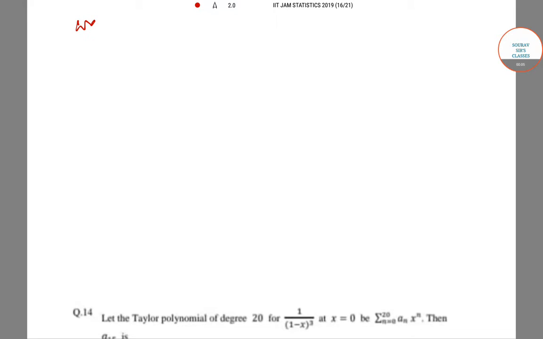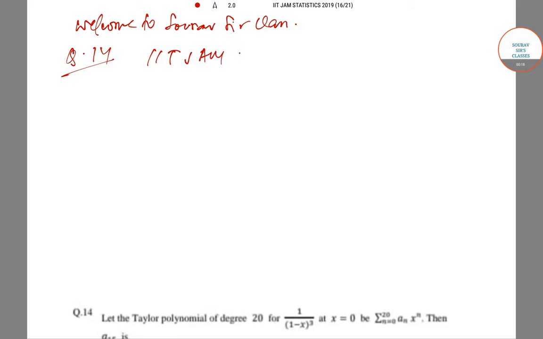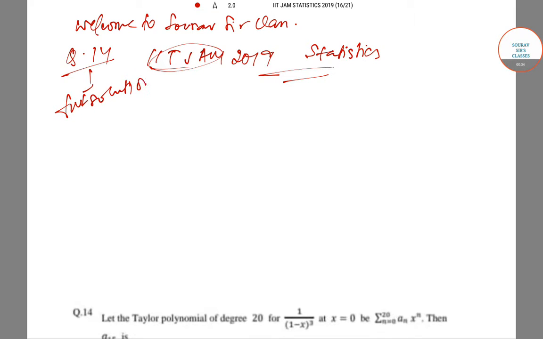In our today's video, we are going to discuss question number 14 of IIT JAM 2019. Yes, question number 14 of IIT JAM 2019 statistics paper. So this is an important video for all the IIT JAM aspirants, because in this video you are getting the full solution of question number 14. You will not get it anywhere else; you will get the complete solution of IIT JAM 2019 paper question number 14 here at Saurabh Sir classes.